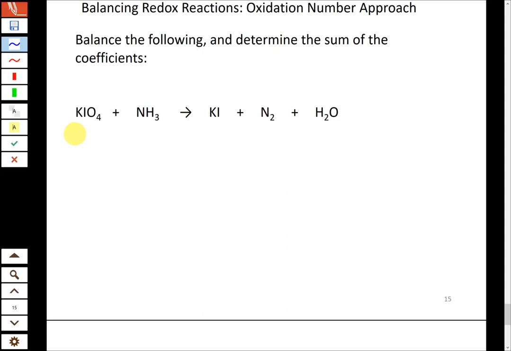Again, there's no value in having the sum of the coefficients. It's just a way for us to ask you in Blackboard if you got the answer right or not, because you can't write out the whole equation, obviously. So we're going to do that here. This one I think is a little bit more straightforward than the last one, but let's go through it.